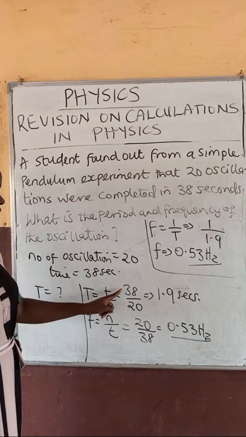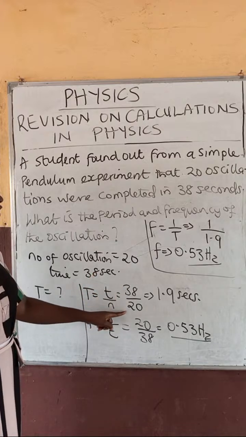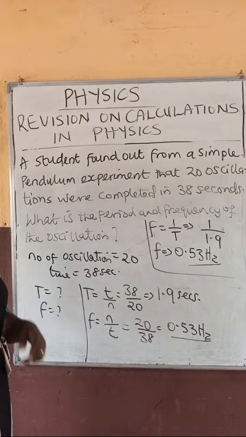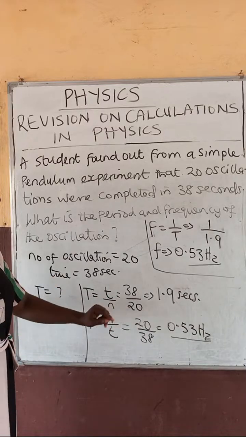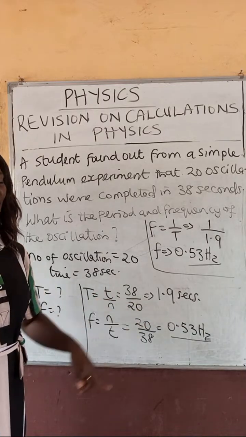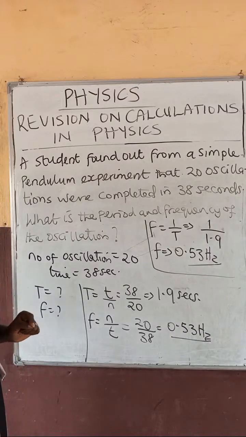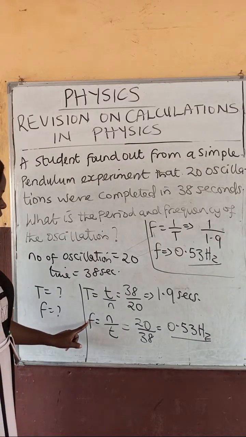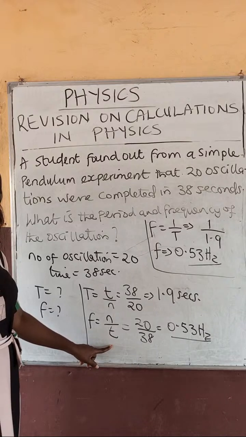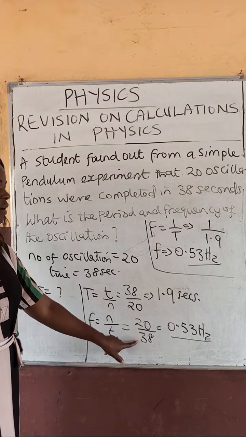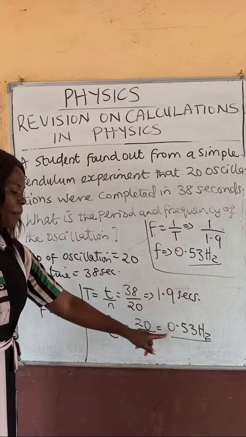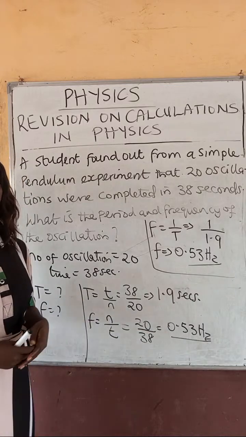So my time is 38 and my N is the number of complete oscillations, which is 20, right? Then when I divide, I'm going to get my answer to be 1.9 seconds. Is that okay? Then my frequency is equal to N over T. What is my N? That is 20 over 38. And my answer becomes 0.53 Hz.